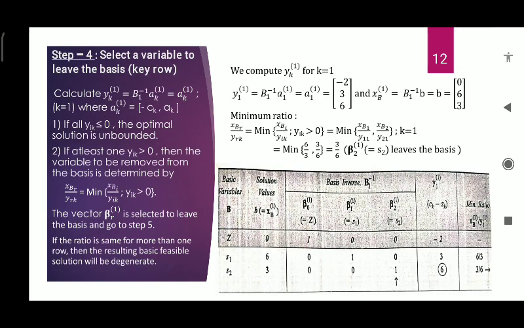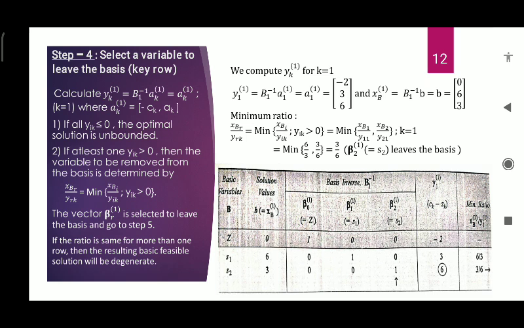In step 4, we select a variable to leave the basis, which we call the key row. For that, we need to calculate Yk using the formula B inverse Ak, that is equal to Ak, because B inverse is already the identity matrix. When you multiply an identity matrix with any column vector, we get the same column vector. Therefore, B inverse Ak is nothing but Ak. If all Yik are less than or equal to 0, then the solution is unbounded. We have already seen this in the simplex method. So whenever Yk is less than or equal to 0, the solution is unbounded.